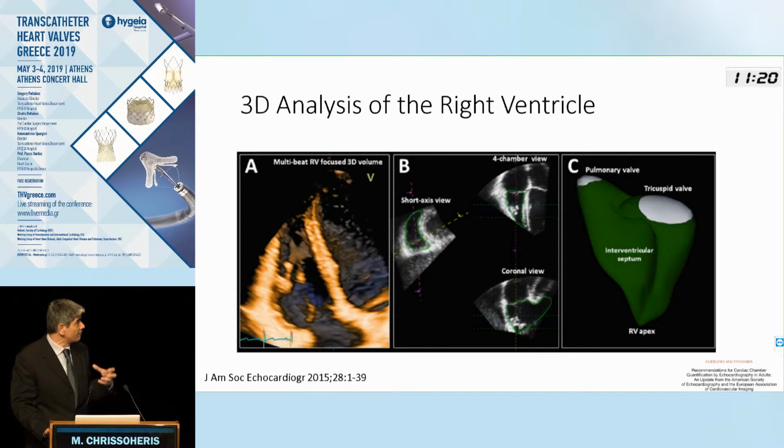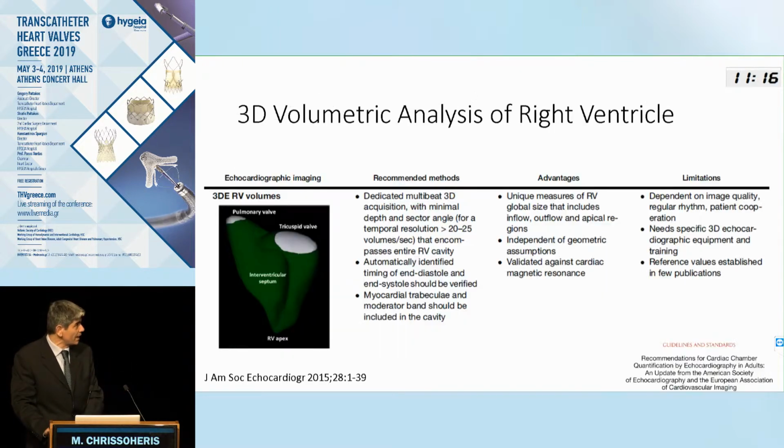What that essentially means is that by obtaining a 3D volume data set from a transthoracic approach, we can identify the right ventricle and measure it in a very accurate way. This requires dedicated multi-beat 3D acquisitions with a frame rate of at least 20 to 25 volumes per second. It gives us a unique measure of the right ventricle's global size that includes the inflow, the outflow, and the apical regions. It does not make any geometric assumptions. Whatever volume you have in your data set, that's what we measure. But it is dependent on image quality.